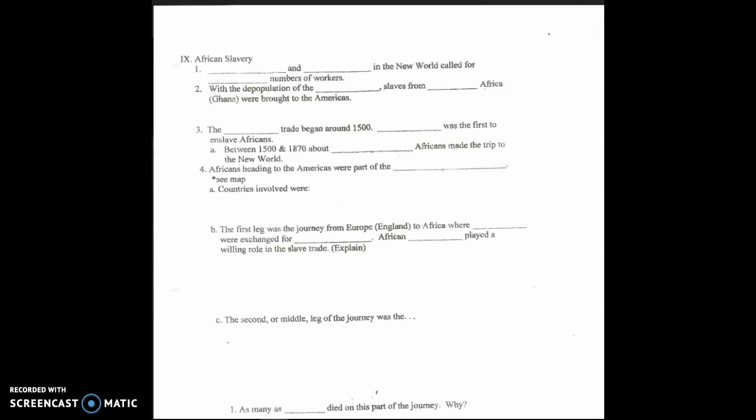This video is going to cover Roman numeral 9 on our typed outline for the Age of Exploration, and this section will go over information about African slavery.